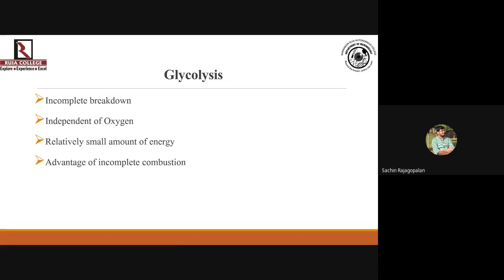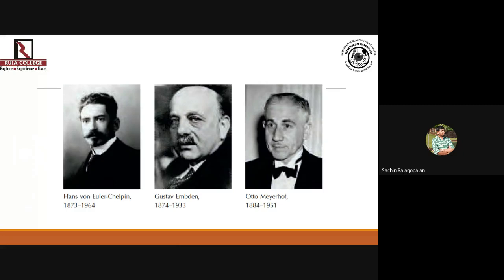Now, these are the scientists who are credited. There is Hans von Euler-Chelpin, there is Gustav Embden, there is Otto Meyerhof, and there is also Parnas. Embden, Meyerhof, and Parnas made significant discoveries in the process, because of which the credit is given to these three, and that's why we call it the EMP pathway, the Embden, Meyerhof, and Parnas pathway, giving credit to the significant contribution that they have given to deduce this pathway.